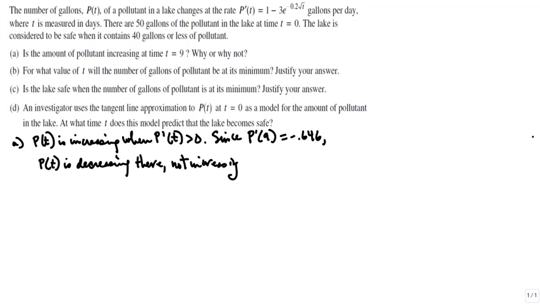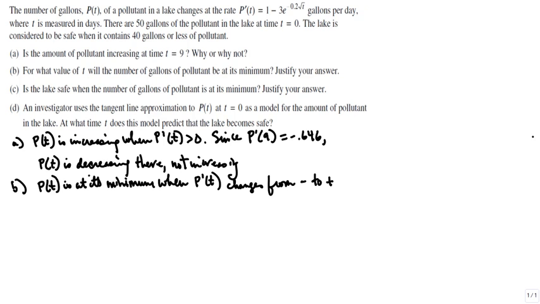Part B, for what value of t will the number of gallons of pollutant be at its minimum? And this is going to be an absolute minimum. It's the lowest value. But here we're not working with a closed interval. So for that reason, we're just looking for where P prime of t changes from negative to positive. So P of t will be at its minimum when P prime of t changes from negative to positive.